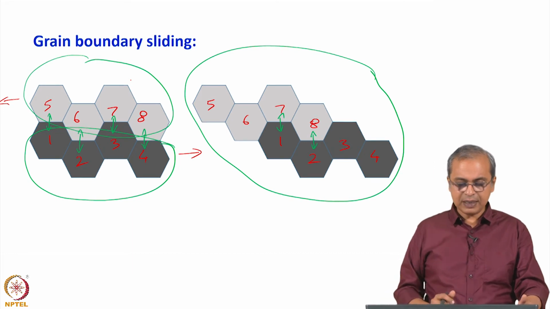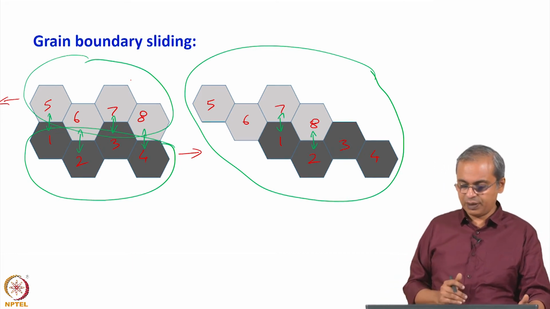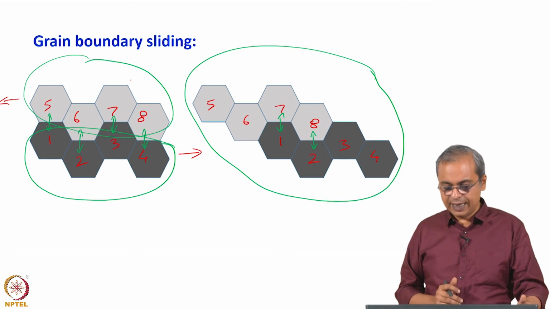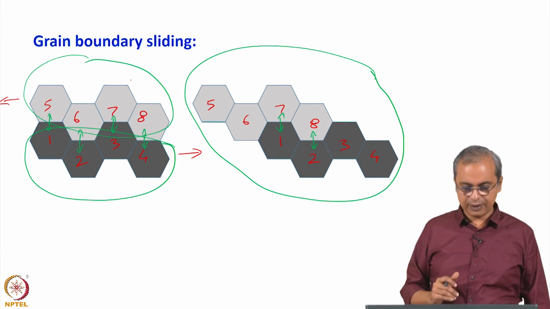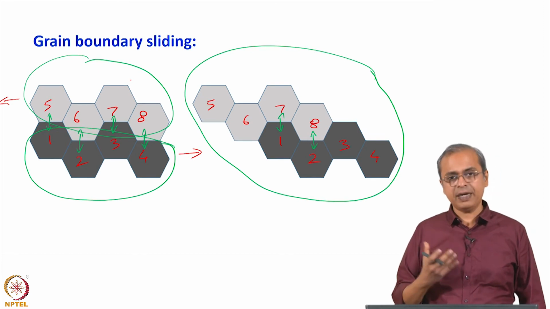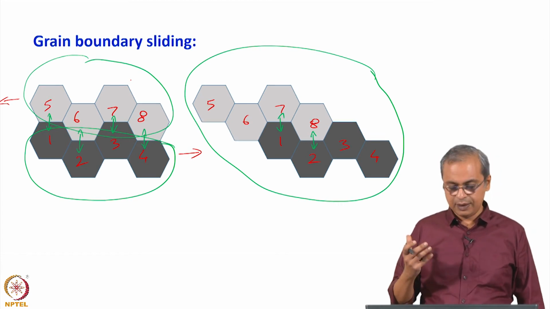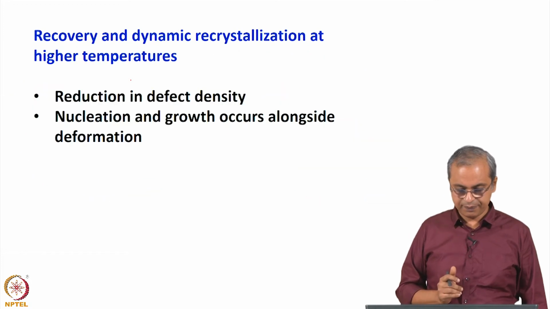So this is grain boundary sliding, and variations, like I said, of this model are present, and it helps explain a significant fraction of superplasticity, which is explained using this theory.